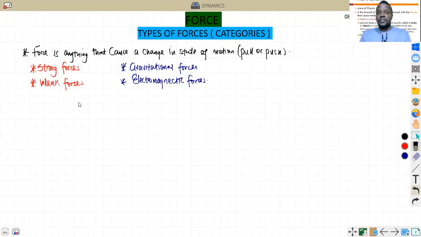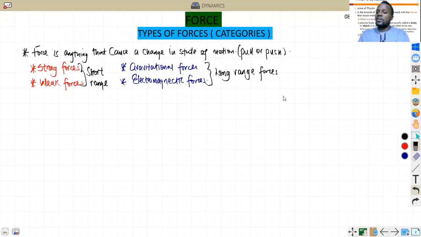Now, to understand this very well, I will classify it in terms of their range, because the way we classify forces depends on the range at which they can travel. In physics, when we talk about strong and weak forces, we also call them short range forces. I just want to make it very fast. Short range forces. And we talk about gravitational forces. We classify them under long range forces.